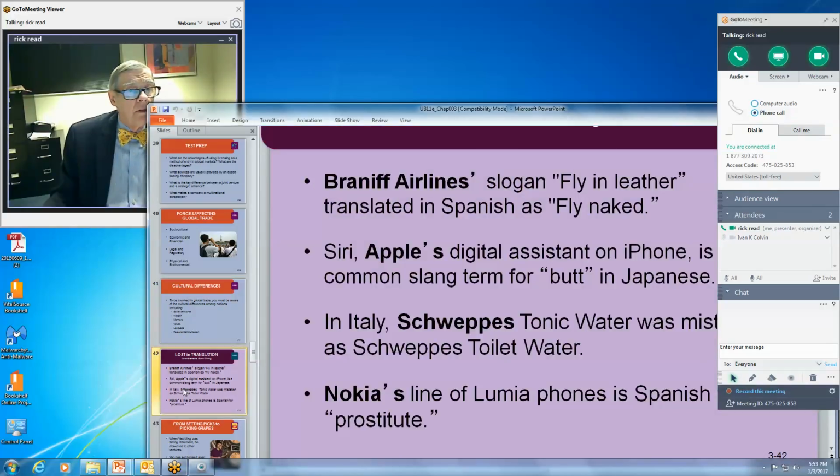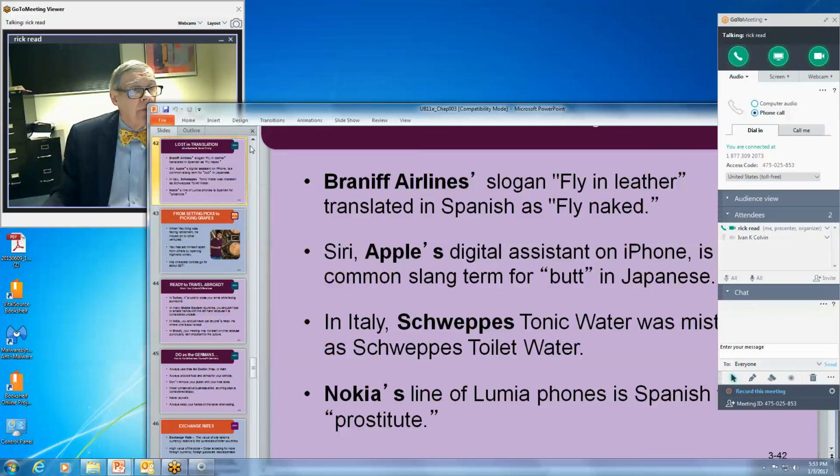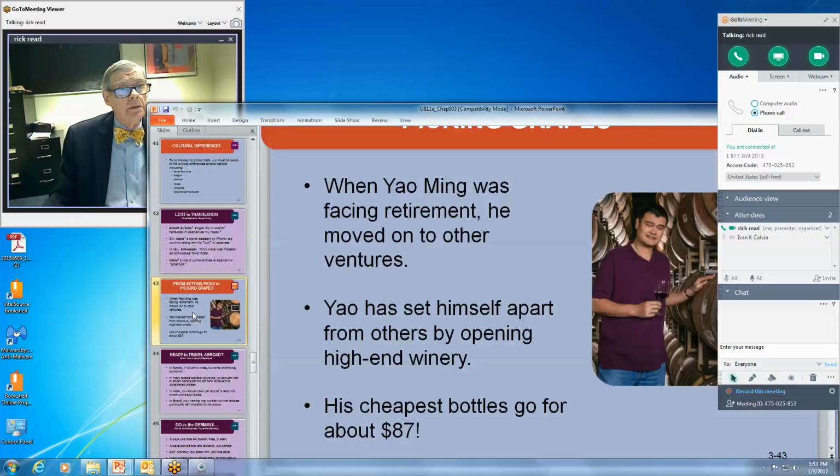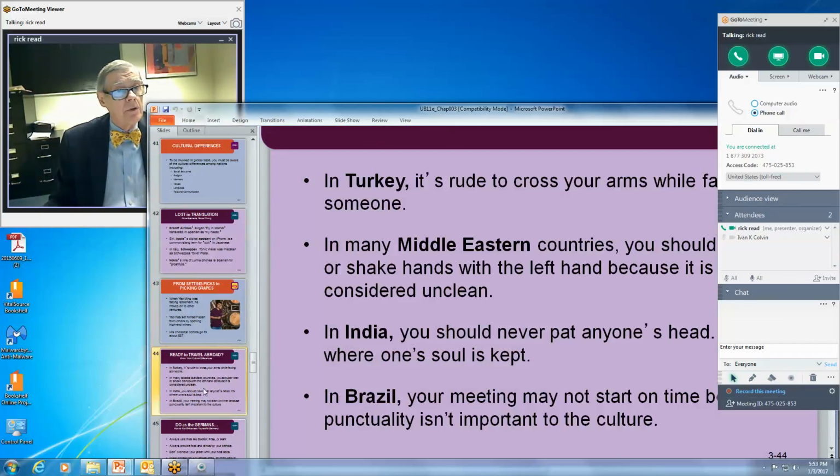There's some things lost in translation, and some things here that are interesting. My favorite one was Chevrolet couldn't figure out why its Nova did not sell in Mexico. Well, if you know that Nova in Spanish means no-go, you'll understand why it wasn't selling. Why would you buy a car that wouldn't go?